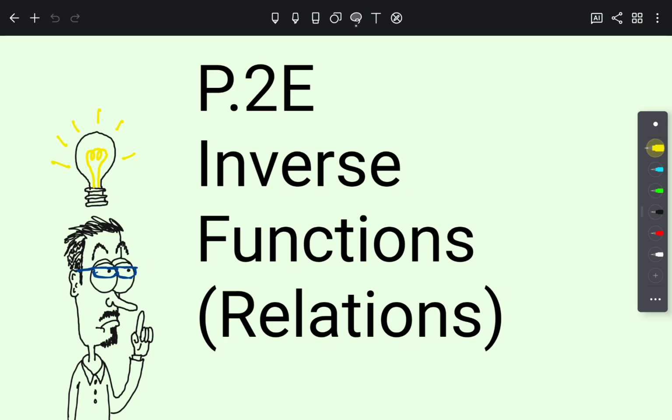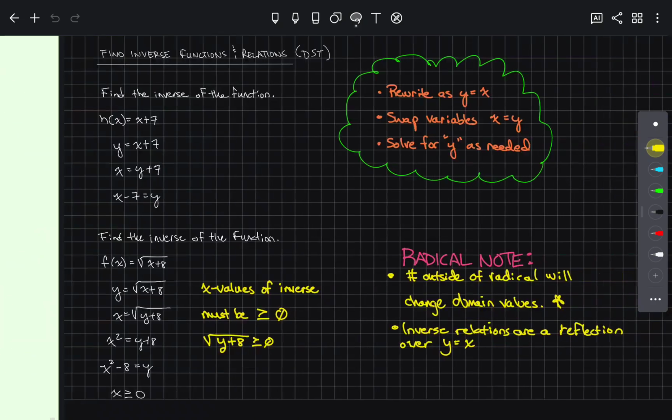There's going to be something that we mention for the square root functions, but it's just going to be an introduction on how to swap x and y and then resolve for y.